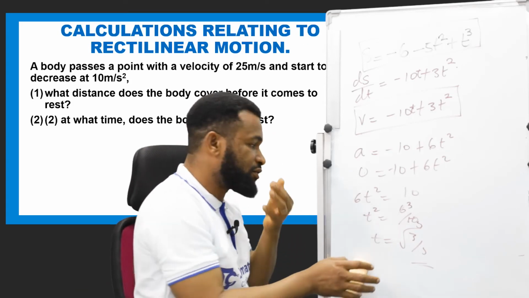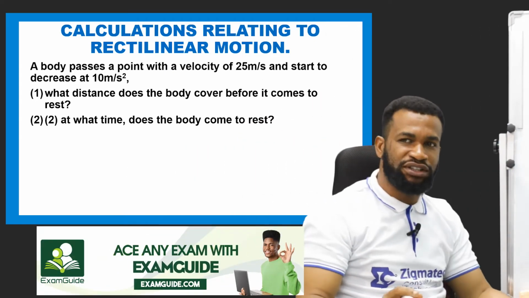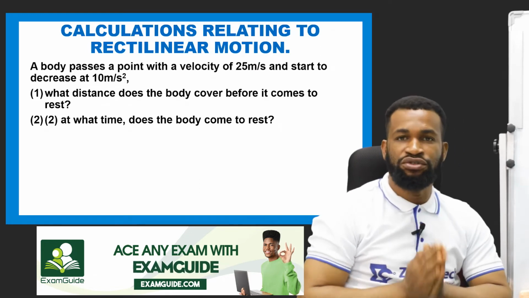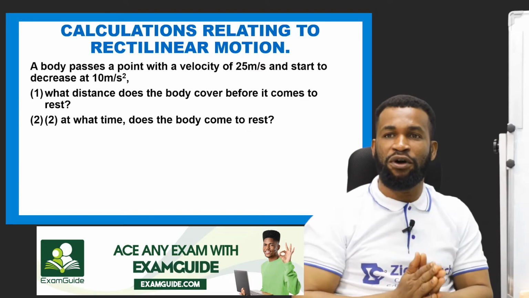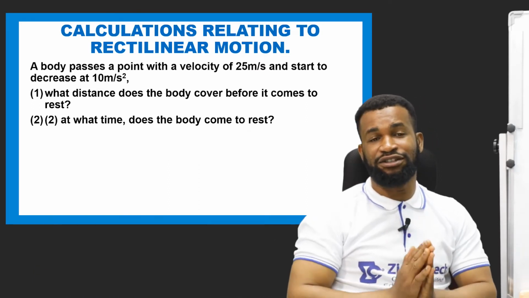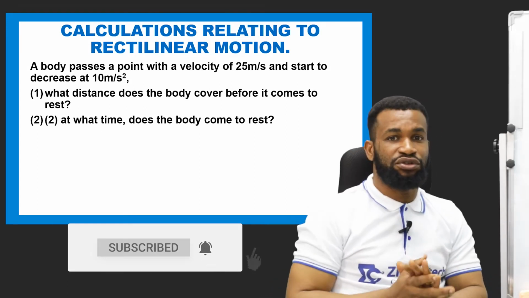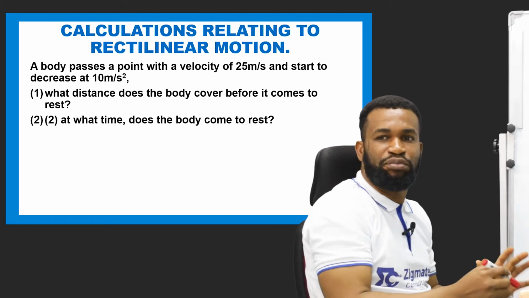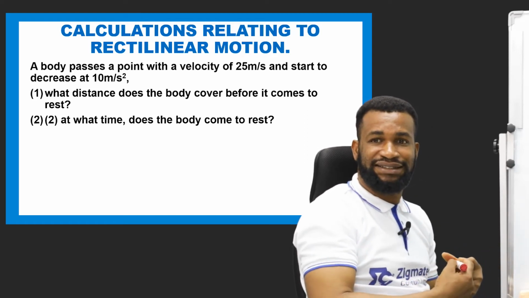Now, we have a question also on the board. A body passes a point. This question is not under non-uniform velocity and acceleration. This one is under uniformly accelerated motion. So this one is about uniform motion. The other one we did was non-uniform. Now they say a body passes a point with a velocity of 25 meters per second and it starts to decrease.